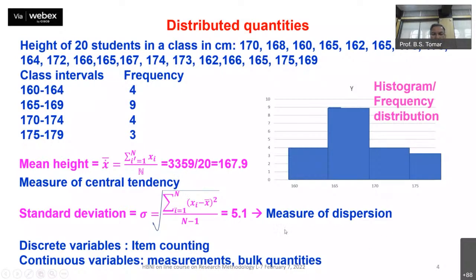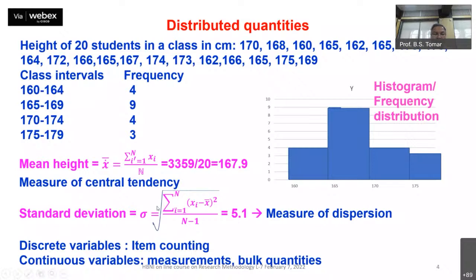And then there is a measure of dispersion. What is the spread in the values around the mean? That is the standard deviation. The standard deviation is sigma, and you calculate it as you take the deviation from the mean. So xi minus x bar is the deviation, and square them. Why are we squaring? Because the deviations could be plus or minus. If you just add the deviations, they may cancel out.